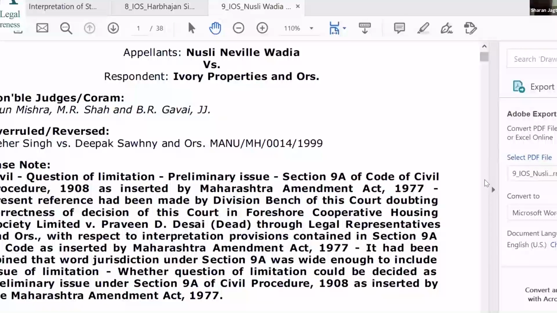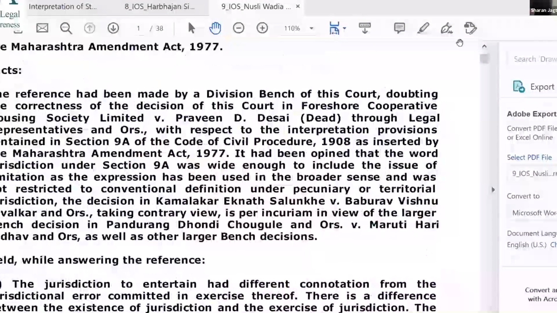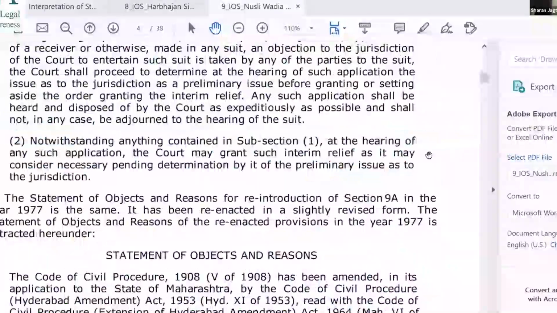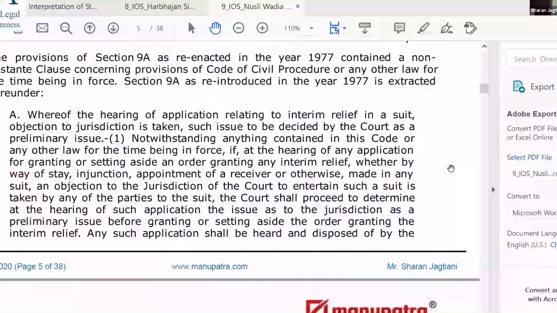And 9A was a provision introduced in the 1977 amendment to the CPC through the Maharashtra amendment, which essentially says, and you'll all be familiar with it, for those who are not, it's quoted in my note, the paper. The provision of 9A essentially sought to do away with the mischief where parties were moving interim applications before a court for securing interim relief when the court clearly did not have jurisdiction to entertain the matter.